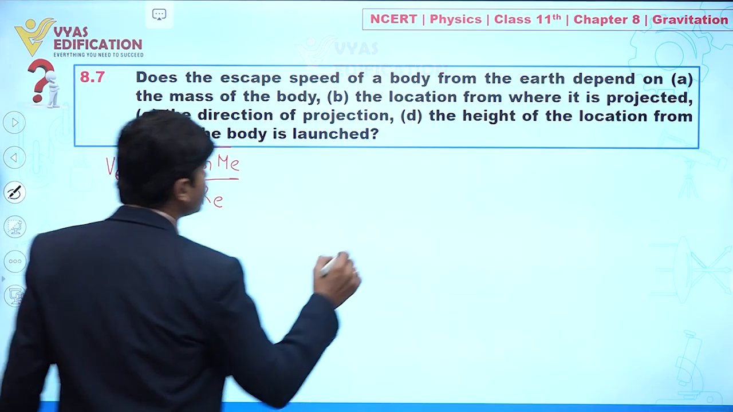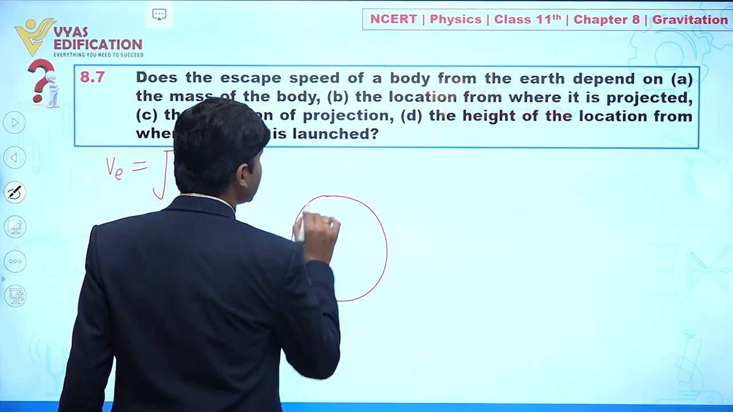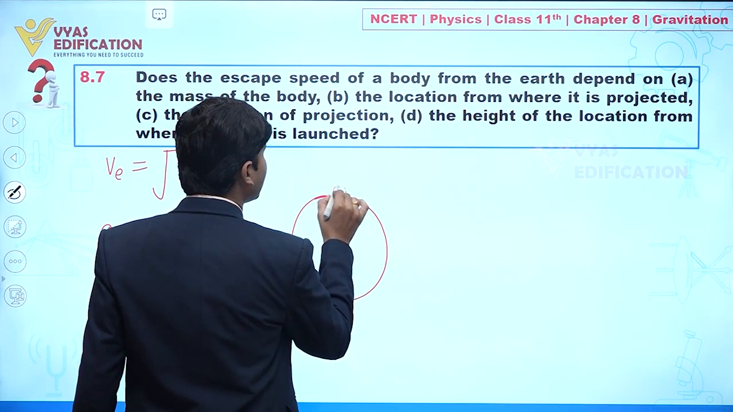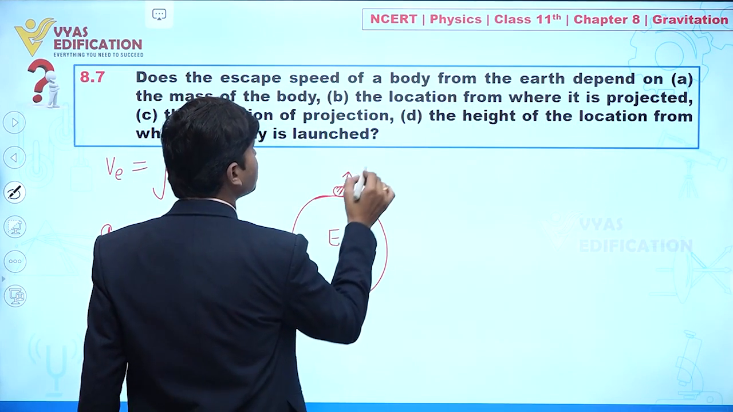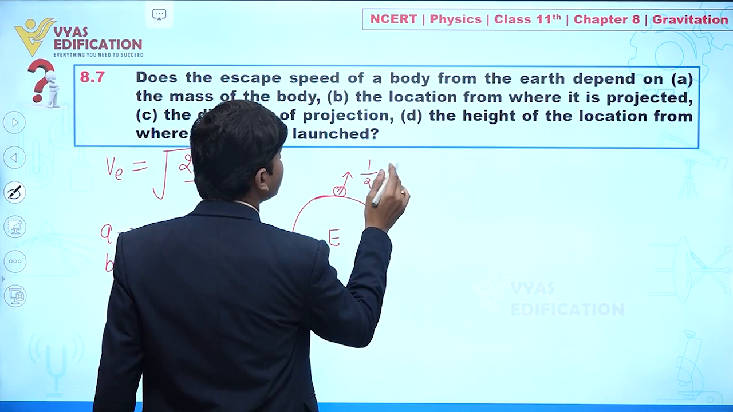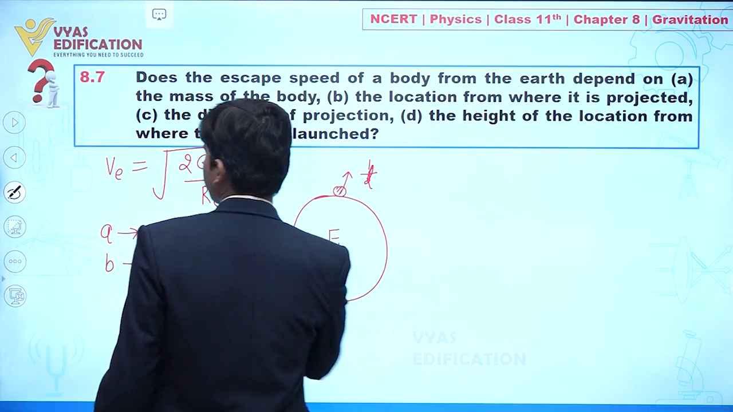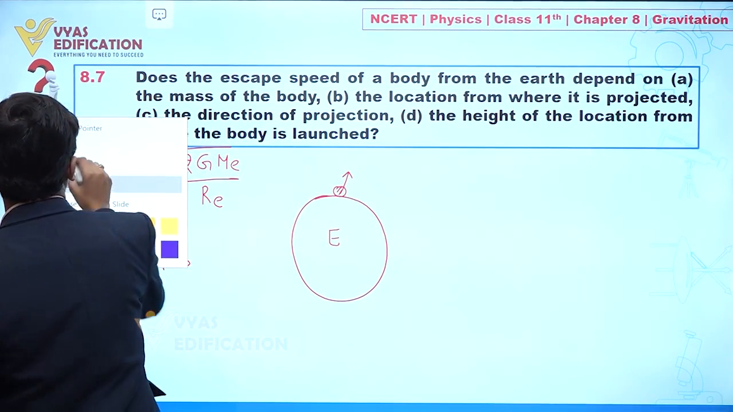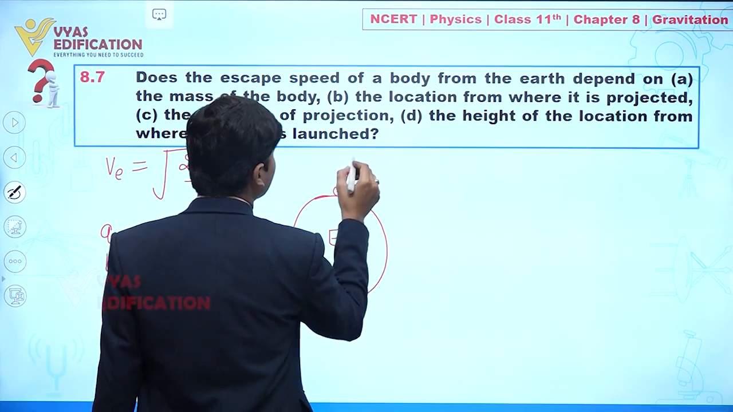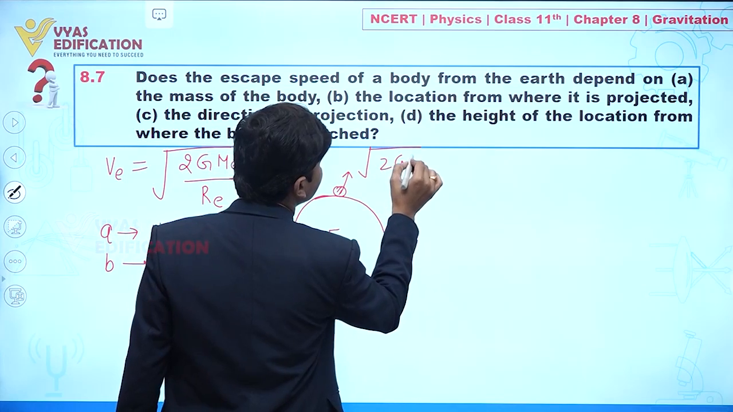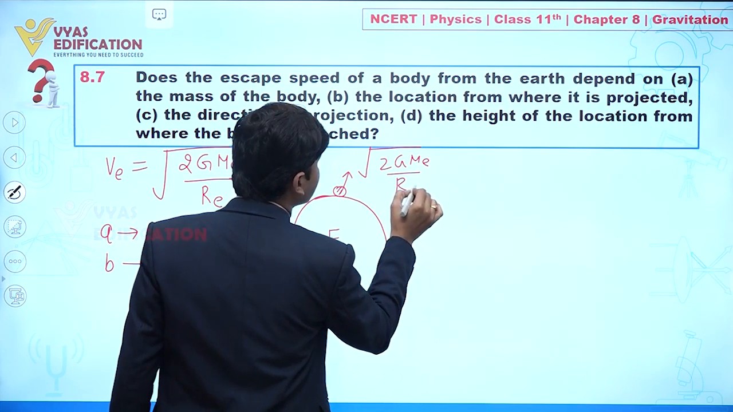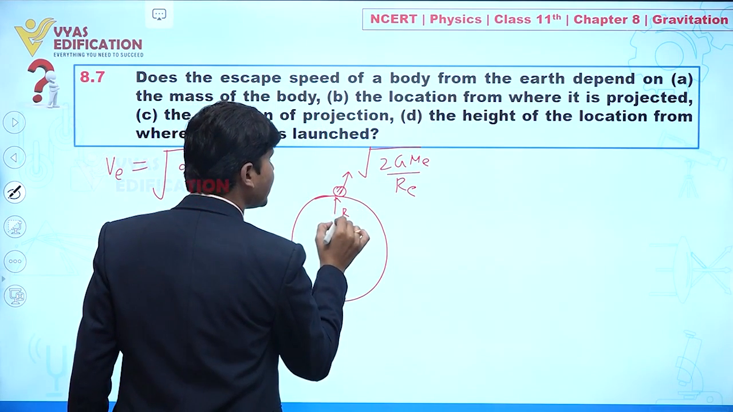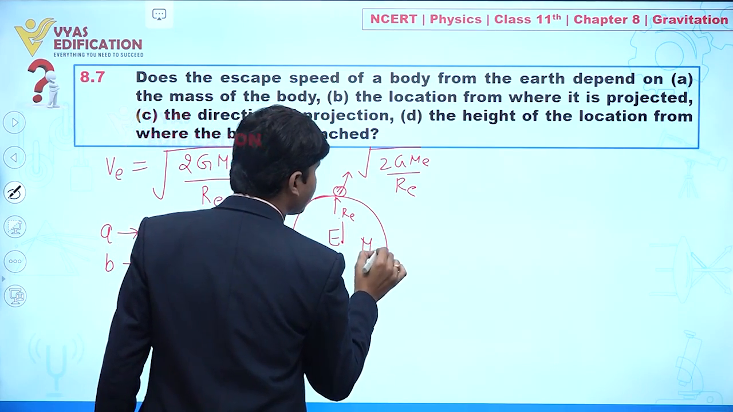Why yes? Because let's suppose this is Earth. When we have an object at this position, I can say the escape velocity is given by under root of 2GMe upon Re, where Re is the radius of this Earth and its mass is Me.